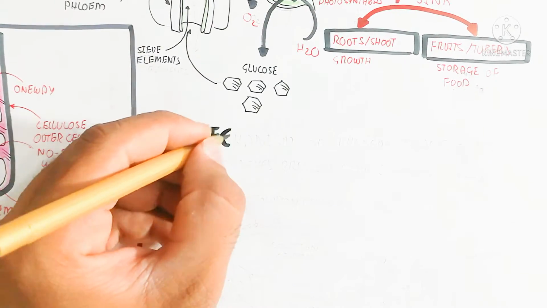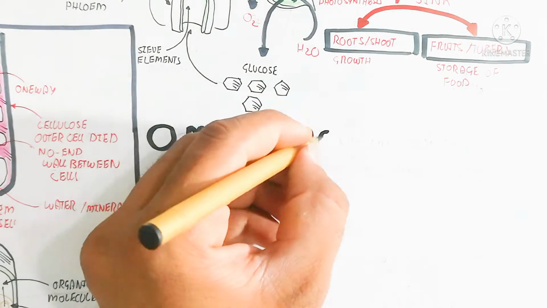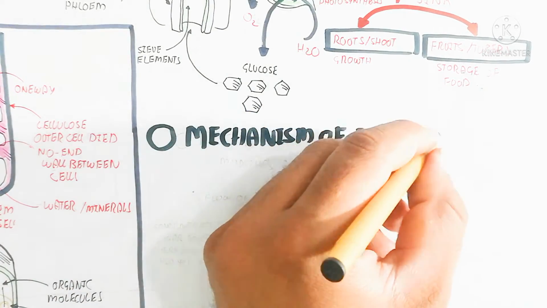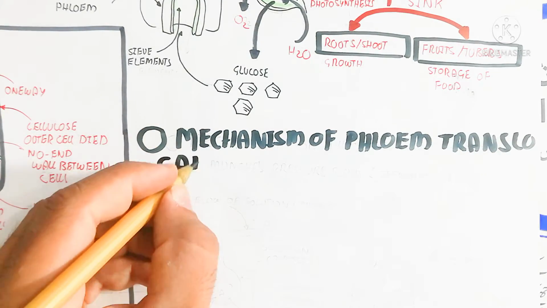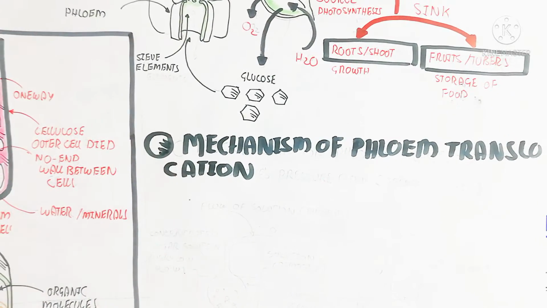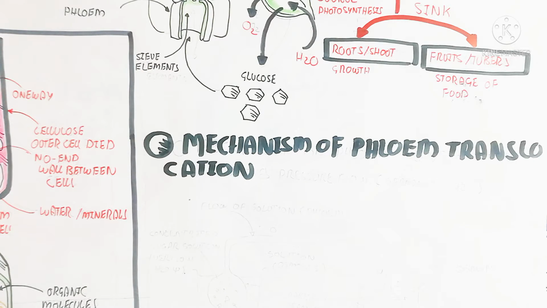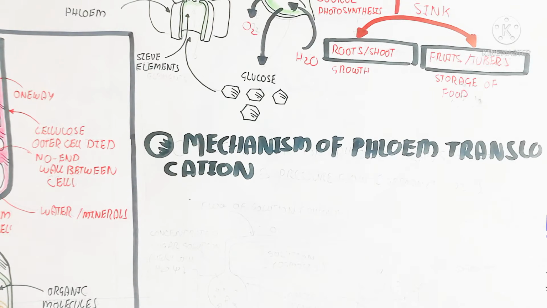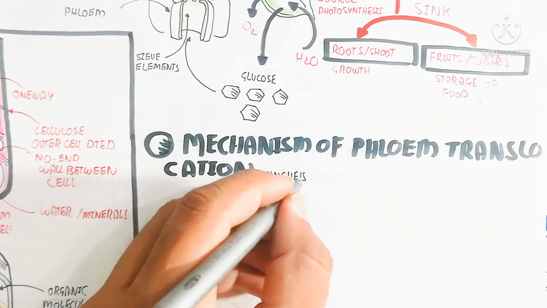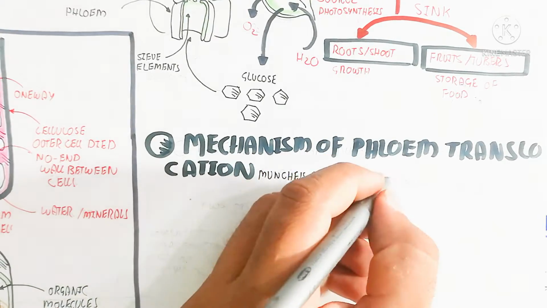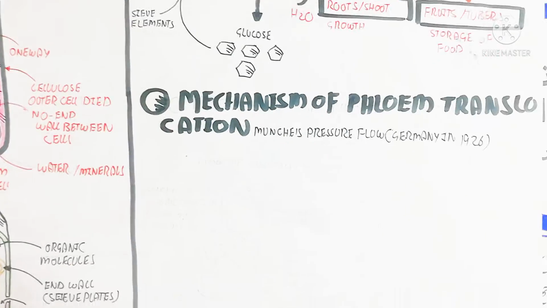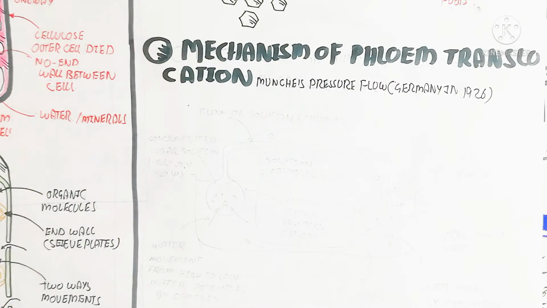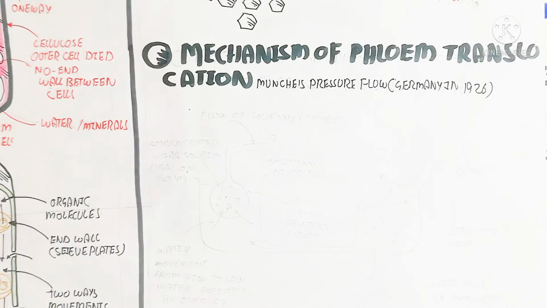So anyhow, this is the mechanism of phloem translocation. We will discuss Munch's pressure flow. It was proposed in 1926 by the German scientist Munch. Let's begin to understand the setup, for understanding how transport in the plant between source and sink is possible. So here I am drawing the model.